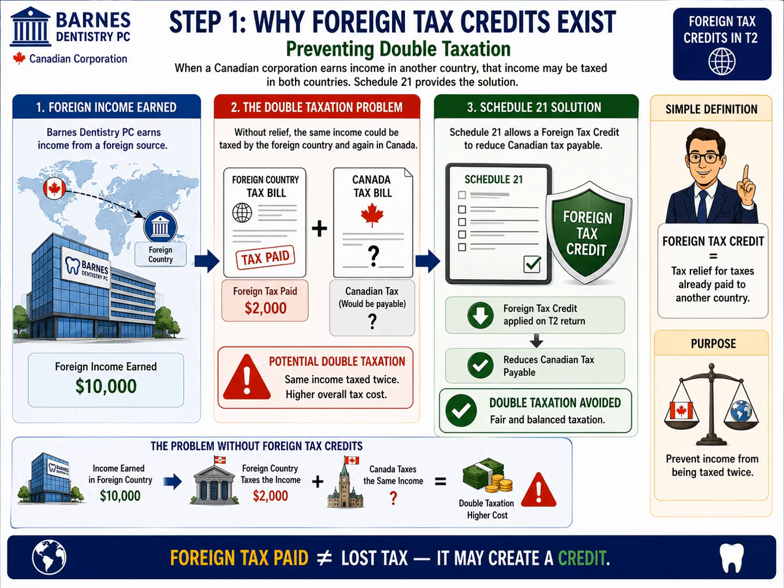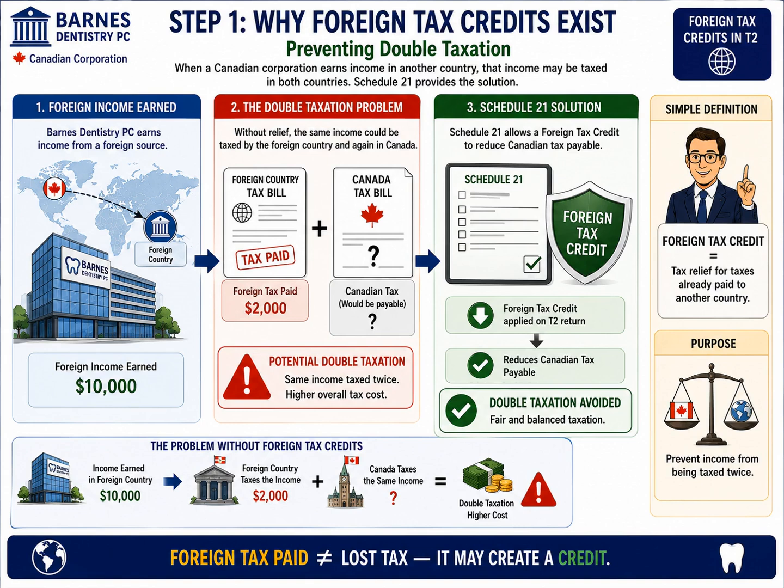Now look at the flow diagram along the bottom. The corporation earns foreign income. The foreign country taxes that income. Canada also has the ability to tax the same income. Without relief, double taxation occurs. Schedule 21 intervenes by allowing a foreign tax credit. The result is a fairer tax outcome and a reduction in Canadian tax payable.